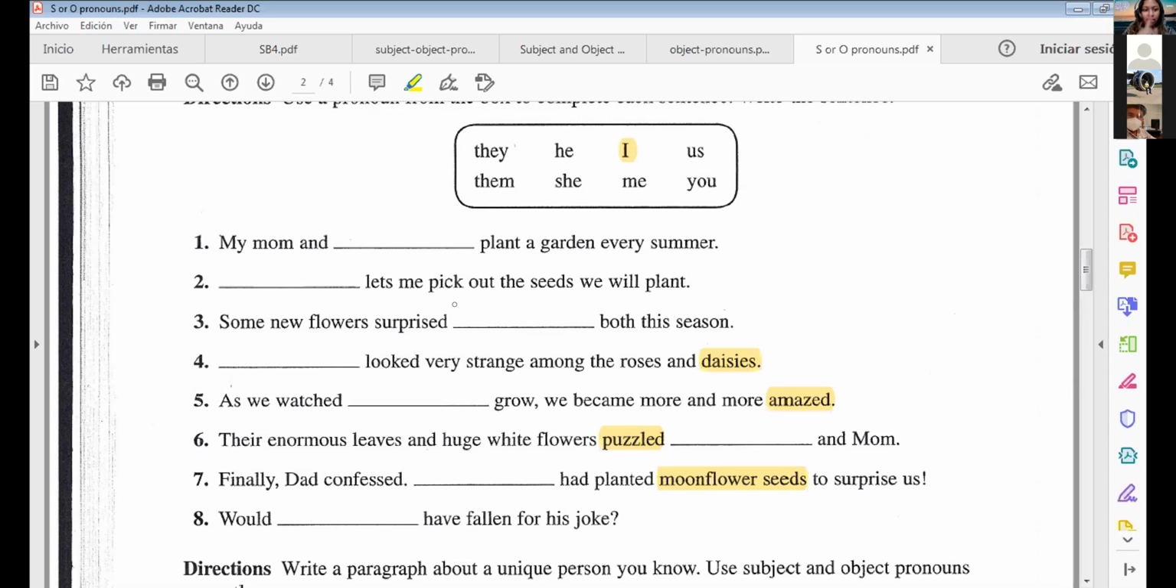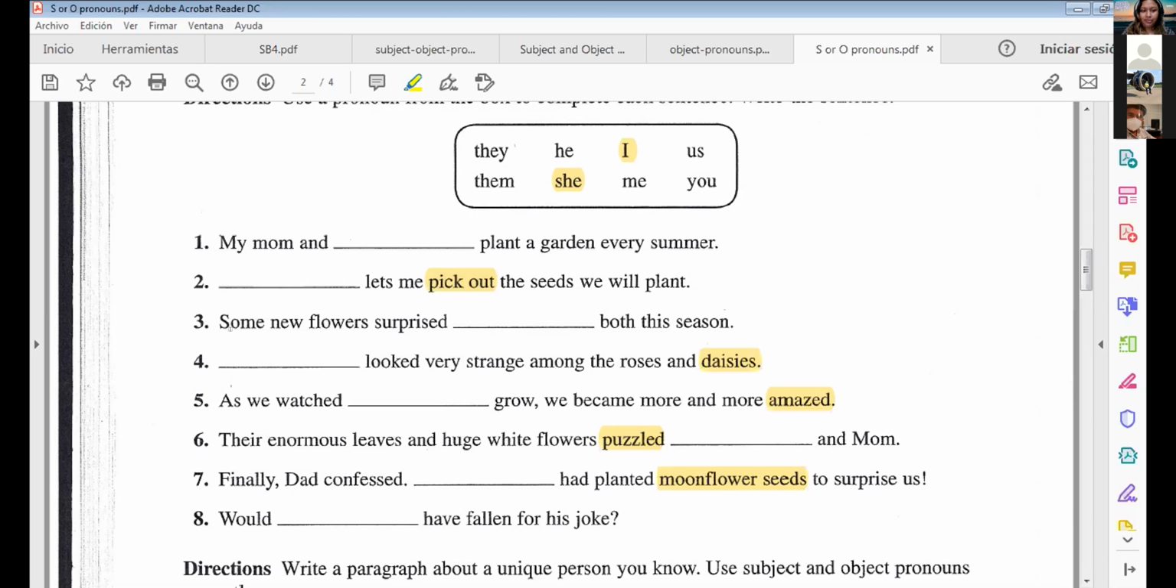She, right? You listen. My mom and I plant a garden every summer. She lets me pick out. Repeat with me. She lets me pick out the seeds we will plant. The seeds we will plant. Pick out. Select. Okay. Pick out. Select the seed.